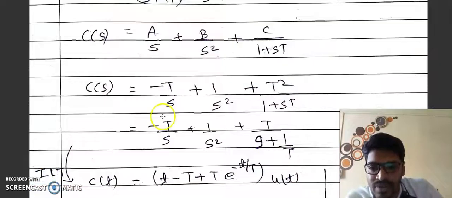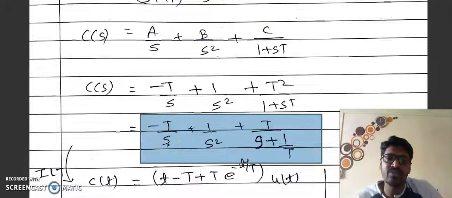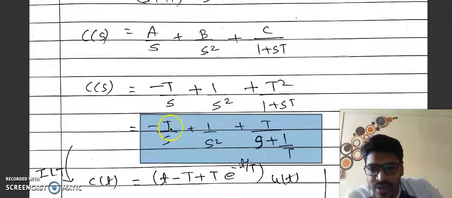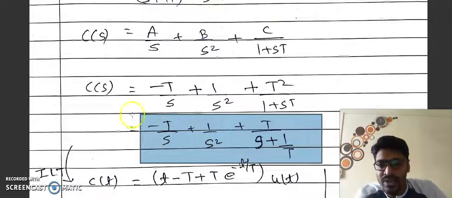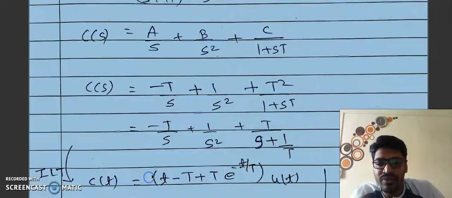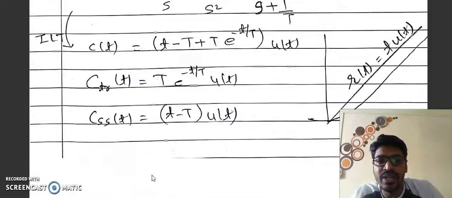So in this equation, to find c of t, I will take the inverse Laplace transform term by term. Minus T by s: what is the inverse Laplace transform of 1 by s? Again it is u of t. Similarly for 1 by s square, and for T upon s plus 1 by T, T is as it is, and the inverse Laplace transform of 1 upon s plus 1 by T is e raised to minus t by T into u of t. So after finding the inverse Laplace transform of c of s, we get this c of t. This c of t is nothing but the response of the system when the input is a ramp signal.